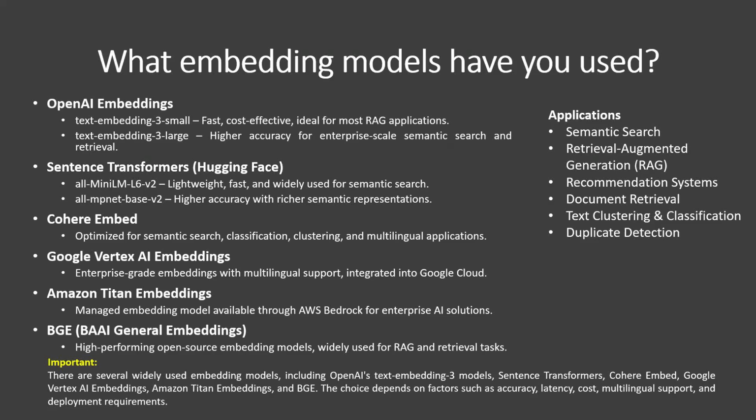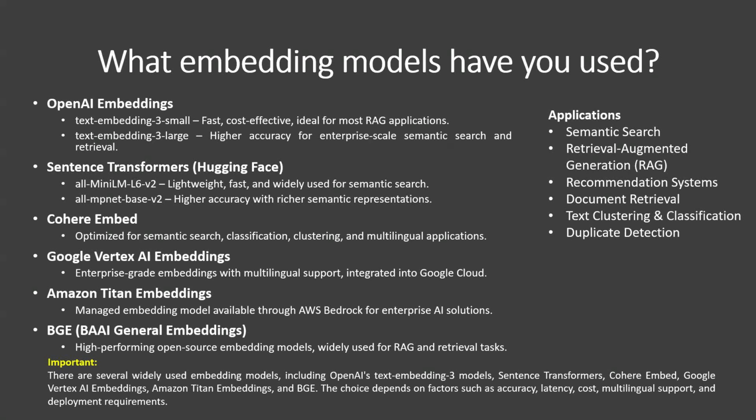It's optimized for semantic search, classification, clustering, and multilingual applications. When it comes to Google Vertex AI embeddings, these are enterprise-grade embeddings with multilingual support integrated into Google Cloud. The next one is the Amazon Titan embeddings, a managed embeddings model available through AWS Bedrock for enterprise AI solutions.